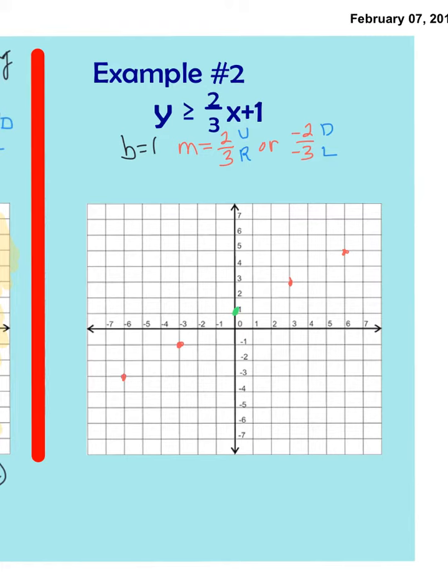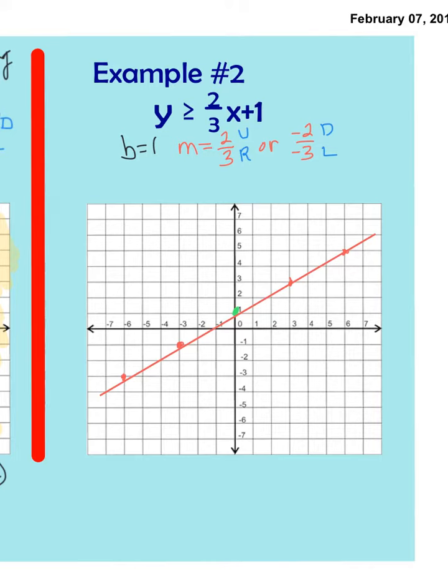Okay, so because I have an equals to, I am going to connect this with a solid line. That is not a solid line. Let's remove that. Let's see. How am I going to unremove that? Take this. Yeah, there we go. There, good. All right, let's try this again. All right, so there's my line.